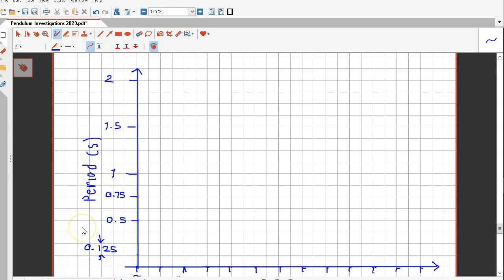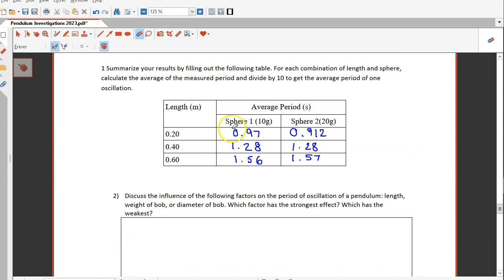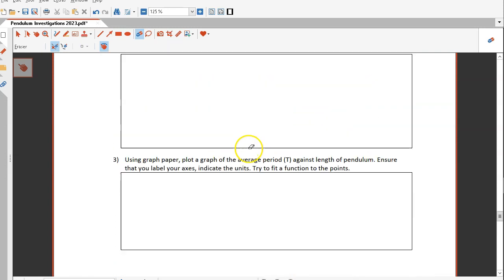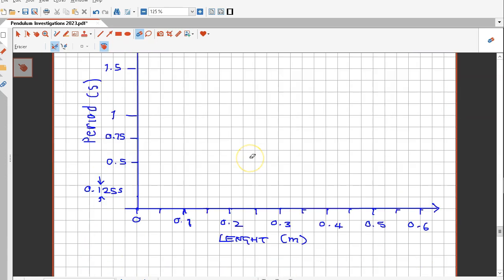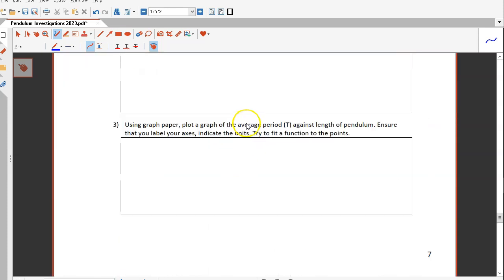Okay, so each one of those squares is 0.125. First data point at 0.2 meters. We're just under the 1 second mark. So we should be here. There's 0.2. We're just under there, okay? All right, now let's go to 0.4.